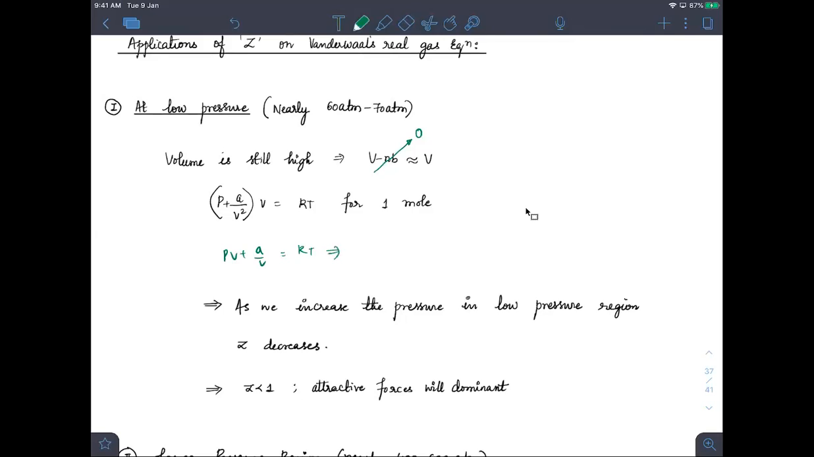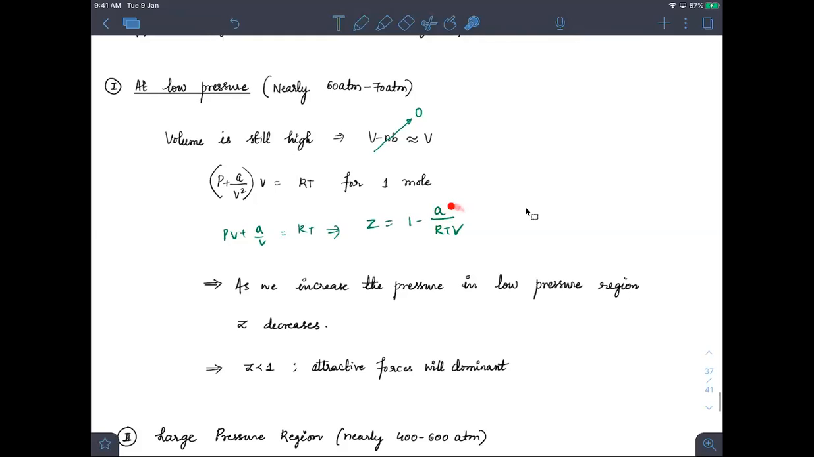And if I take this to the other side and divide everything by RT, I will get Z is equal to 1 minus a by RTV. Because when you divide this entire thing by RT, you will get PV by RT as Z, and this will become 1 minus a by RTV. Here you can see these are all positive terms, which implies Z is less than 1. So for most of the gases except hydrogen and helium, at low pressures, the Z value is always less than 1, which means their attractive forces are more dominant.